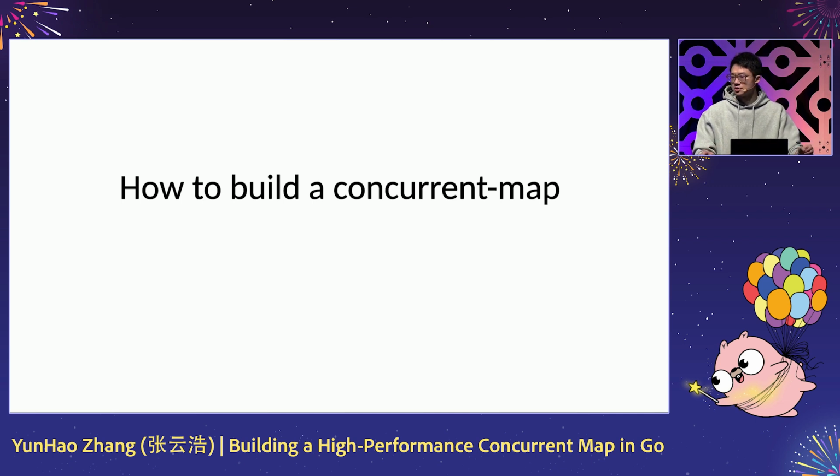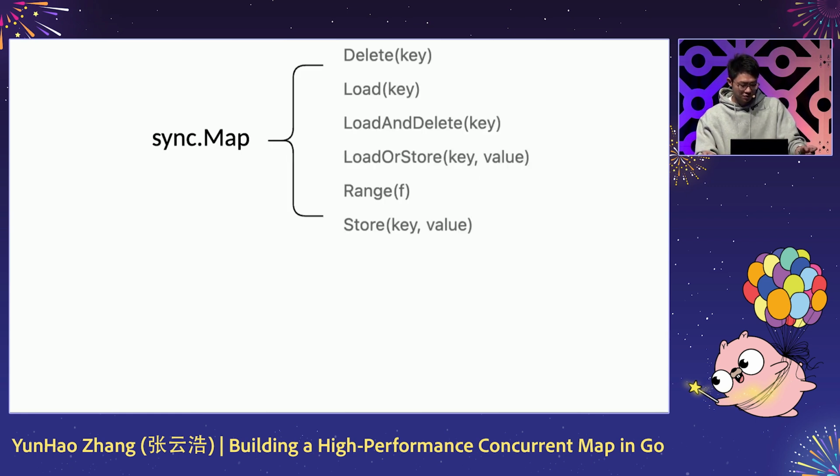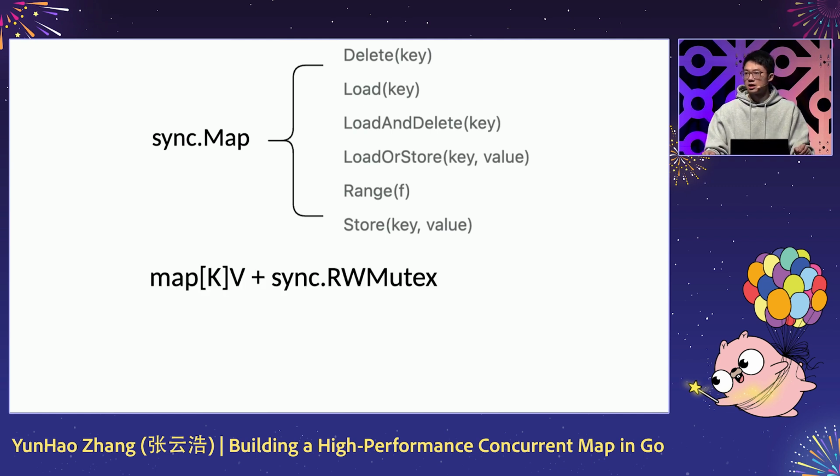So the next question is how to build a concurrent safe map in Go. Well, we have two main implementations of concurrent maps in Go. The first one is sync.Map. It is a concurrent safe map provided by the standard library. It provides most of the usual map operations. The second one is a built-in map guarded by a read-write mutex. We know that for most data structures, if we want to make them concurrent safe, we just need to write them with a mutex, right?